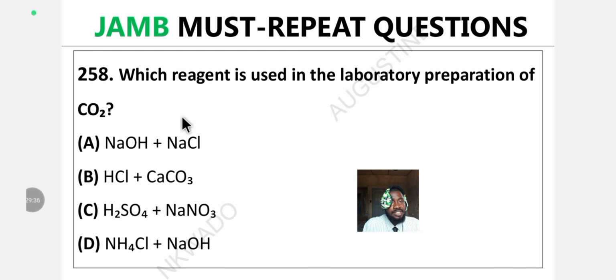Question 258. Which reagent is used in the laboratory to prepare carbon 2 oxide? A. Sodium hydroxide plus sodium chloride. B. Hydrochloric acid plus limestone. C. Tetraoxosulphate 6 plus sodium trioxonitrate 5. D. Ammonium chloride plus sodium hydroxide. What's the answer? Drop the answer in the comment section. It's very easy.